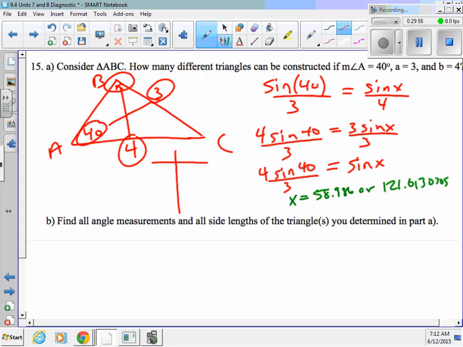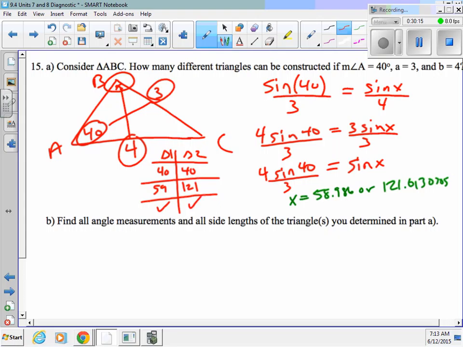Okay. So what I'm going to do is make a little chart of this. Perhaps I have two possibilities. I have 40 as the first angle in both. Then I said angle B could be 59 or so, or 121 or so. And that leaves me plenty of room for angle C in both cases. So I'm going to have two triangles.